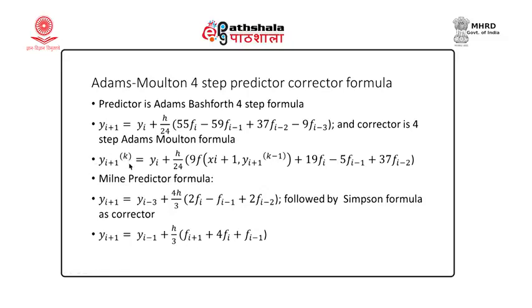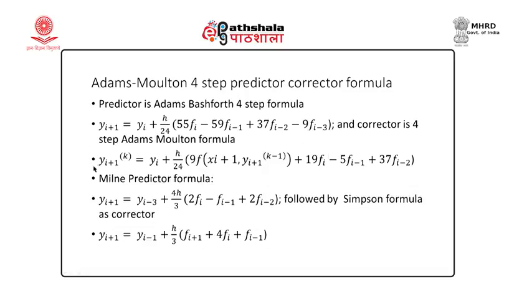If it is not less than the tolerance limit, we will step further and find y i plus 1 superscript 2, which will be y i plus h by 24 times 9 f of x i plus 1, y i plus 1 superscript 1, plus the same values, and compare the new value again. Still, if the difference is not less than epsilon, that means one needs to reduce the step size, maybe make it half, and again work these iterative methods.